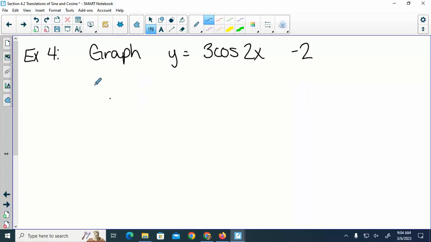All right. All the same things. So start out. What's my amplitude? 3. Period. 2 pi divided by 2. 2 pi. Count by pi over 4. Do I have to do an interval on this one?